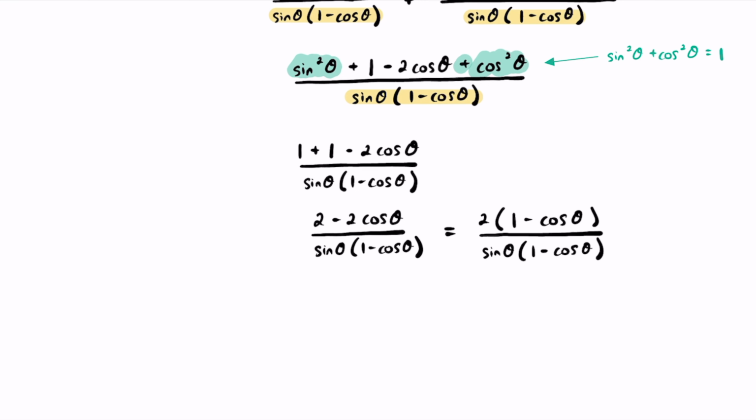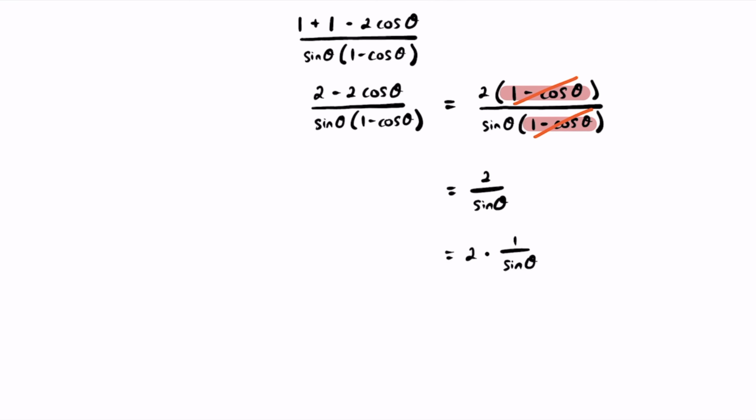Okay, now if you take a look here, hopefully you can see that this 1 minus cosine of theta and 1 minus cosine of theta show up in both locations. So we can go ahead and cancel these out because they're on top of each other. And then we are left with just 2 over the sine of theta. But again, you could also rewrite this as 2 multiplied by 1 over sine of theta. And 1 over the sine of theta is just equal to cosecant of theta. So we have 2 times cosecant of theta.